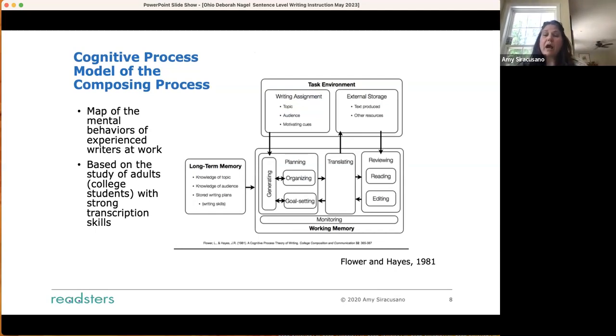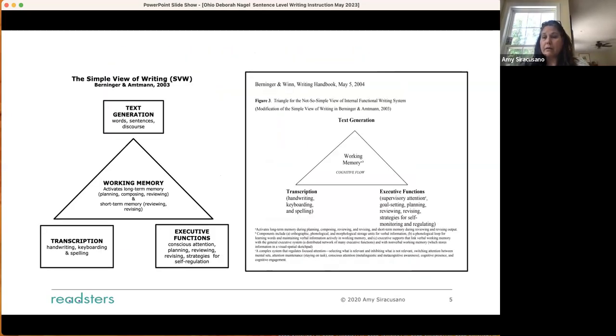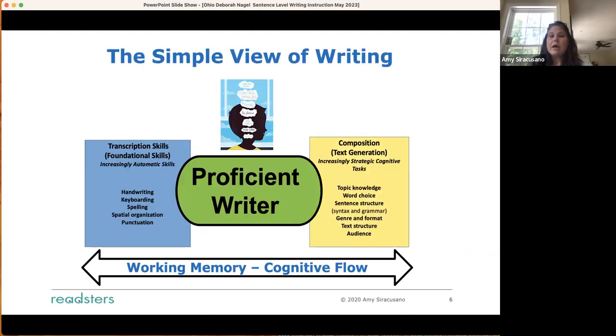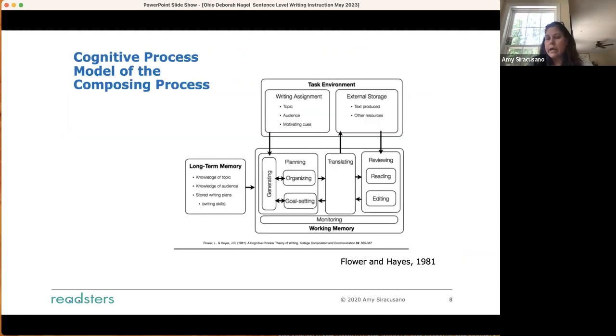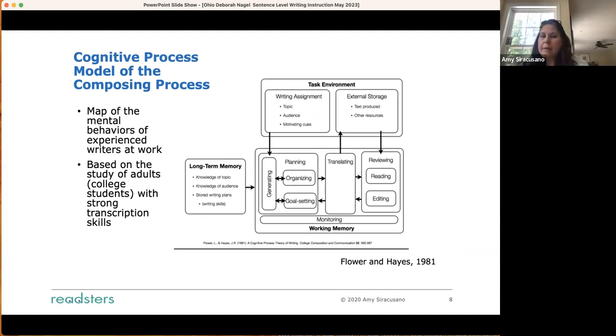So if you think about college students, and we go back to Berninger's model, college students have transcription skills, right? College students have text generation skills, right? So these two researchers are asking these college students to tell them, basically as they're writing, what is going on in their mind. Tell me what's happening. And this is the model that they developed.